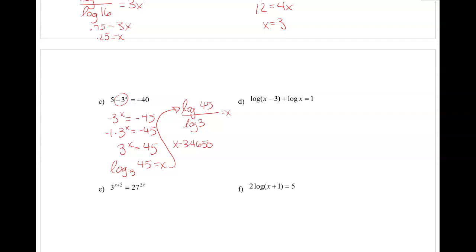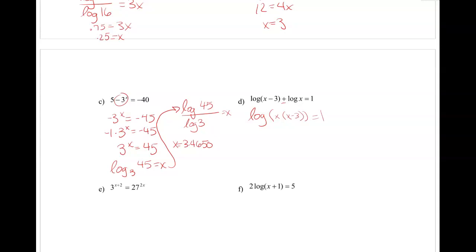Alright, next part. I've got log of x minus 3 plus log of x equals 1. Well, the really cool thing is that last chapter, or last section, sorry, we learned about log rules. So it says, hey, I've got addition here, so addition's just gonna change to multiplication. So really I can combine this into being one logarithm. So I would have log of x times x minus 3 equals 1.